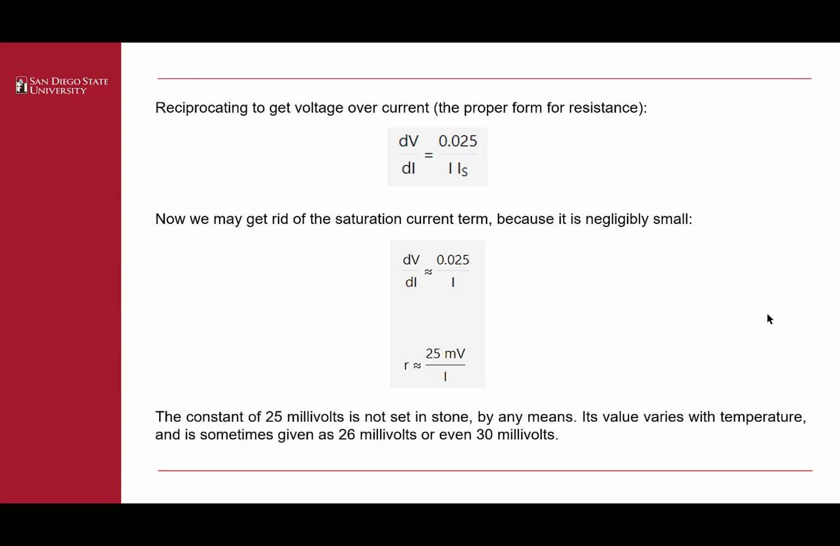The constant of 25 millivolts is not set in stone by any means. Its value varies with temperature and is sometimes given as 25 millivolts or even 30 millivolts depending on the environmental conditions or the structure of the material.